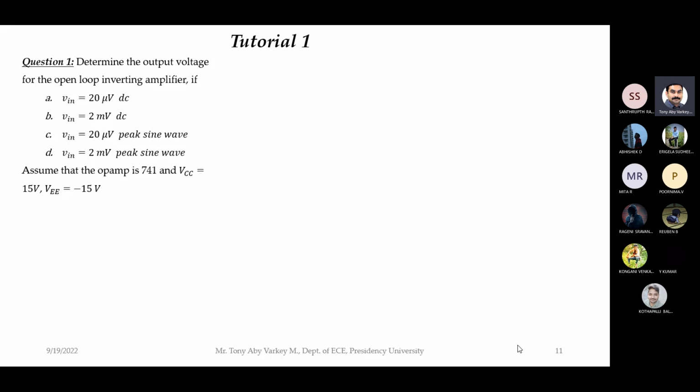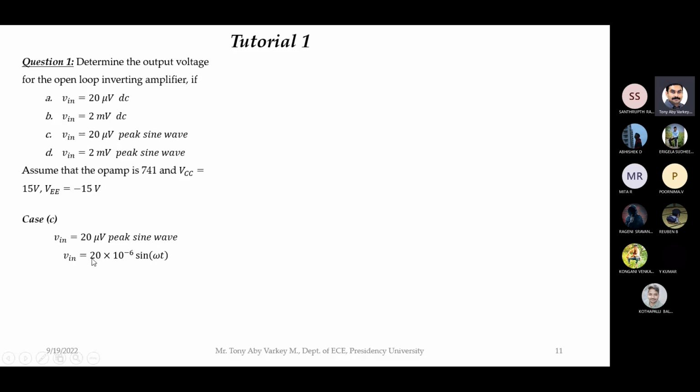So next is C, that is 20 microvolt peak sine wave. 20 microvolt peak sine wave means you can write like this: 20 into 10 power minus 6 sine omega t. Peak value means maximum value. The general format of a sine wave is Vm sine omega t, where Vm is the maximum or peak value. So Vin can be written as 20 into 10 power minus 6 sine omega t. We don't know the frequency, some frequency. Is it clear?